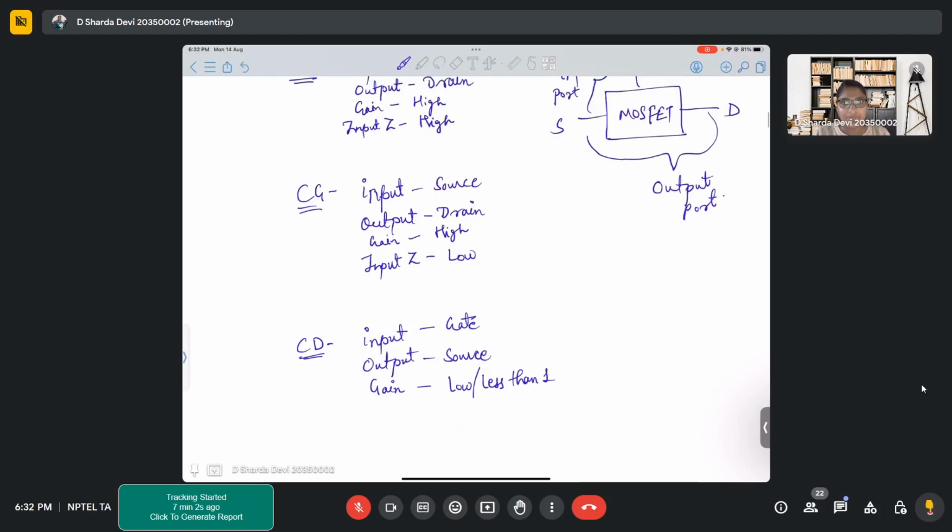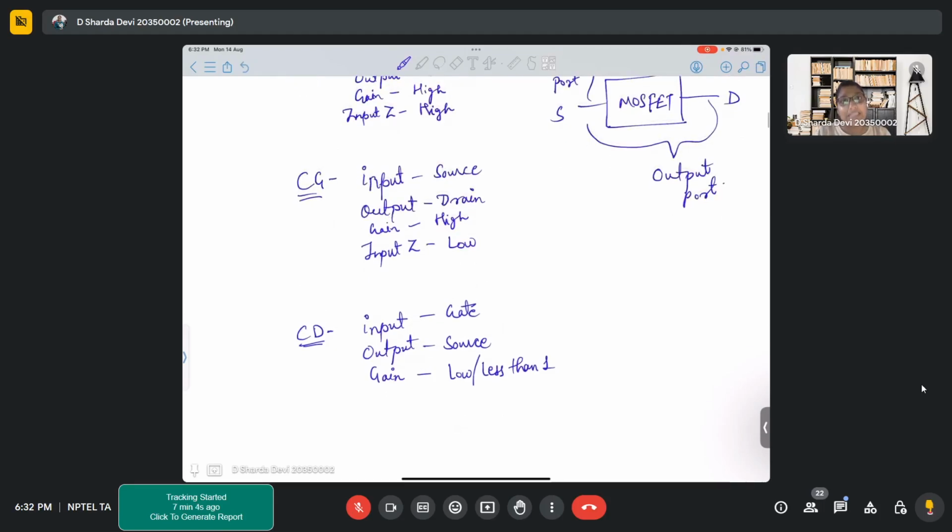Which is CD, this buffer, maybe buffer driver. Yes, well said. So it is buffer, or you can say these are used for impedance matching. Impedance matching, correct.